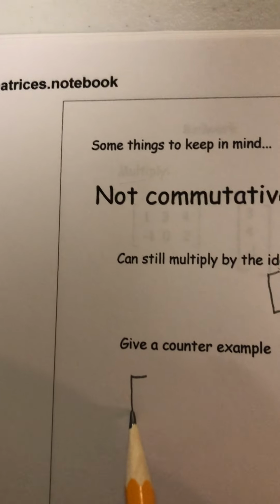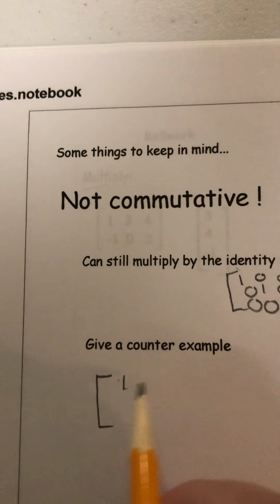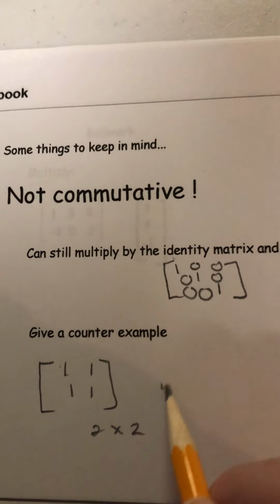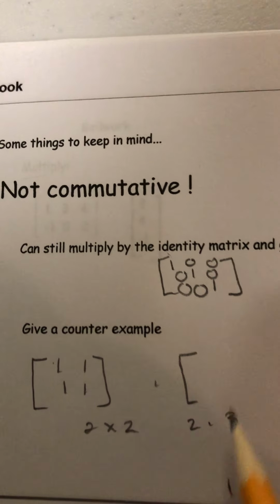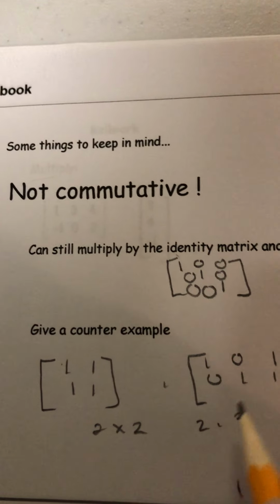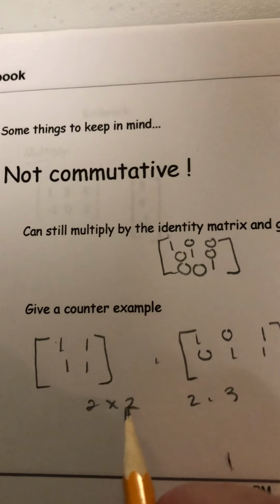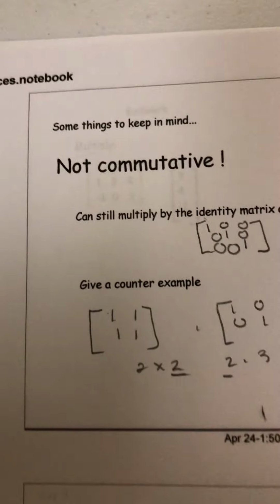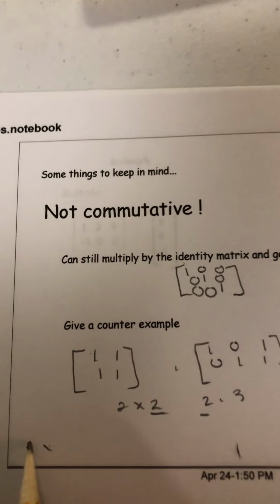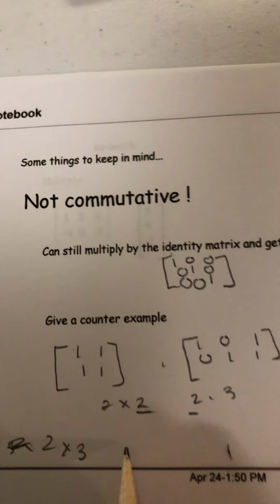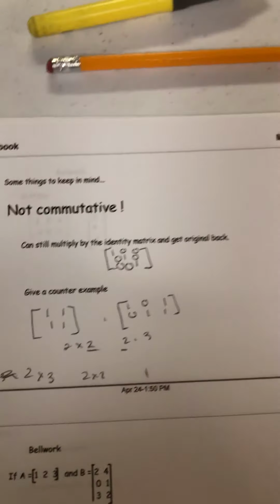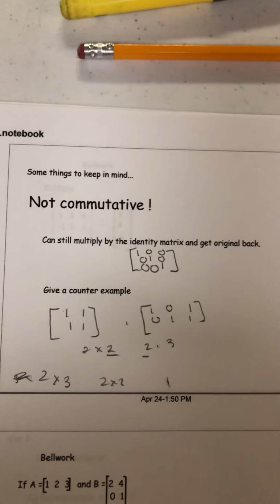Like for example, when we did that 2 by 2, let me do something simple. So here's a 2 by 2, and we're multiplying that by a 2 by 3. So 1, 0, 1, 0, 1, 1. Right, we can multiply because the end matches the beginning. But if you switch, do you think you can multiply a 2 by 3 to a 2 by 2? No. So multiplication is not commutative when it comes to matrix algebra.